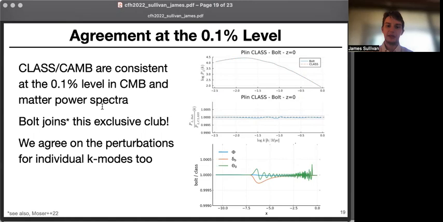And Bolt is agreeing with CLASS and therefore CAMB at the less than 0.1% level. This is the level at which these codes agree. These codes already agree with each other at this level or better. And now for linear matter power and for perturbations, we're agreeing at the same level. These lines are actually a 0.01% difference here. So this is great. It's a check on what we're doing to make sure that we're agreeing with the state of the art codes.